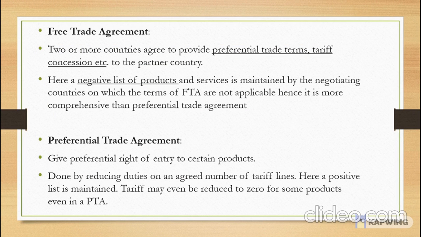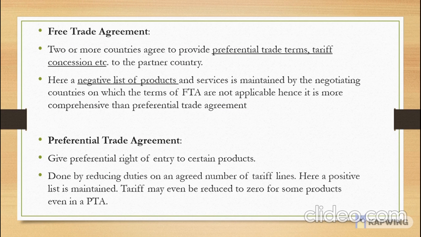The first one is free trade agreement. It is an agreement between two or more countries where you provide preferential trade terms to the other country, which means that you provide them with trade concessions. Here, a negative list of products and services is prepared, and it is said that going forward, whatever agreement we have won't be applicable on this list of products and services. That's how a free trade agreement is established, and hence it's more comprehensive, because you have already listed that at least these are the things which are not going to benefit from these trade agreements.